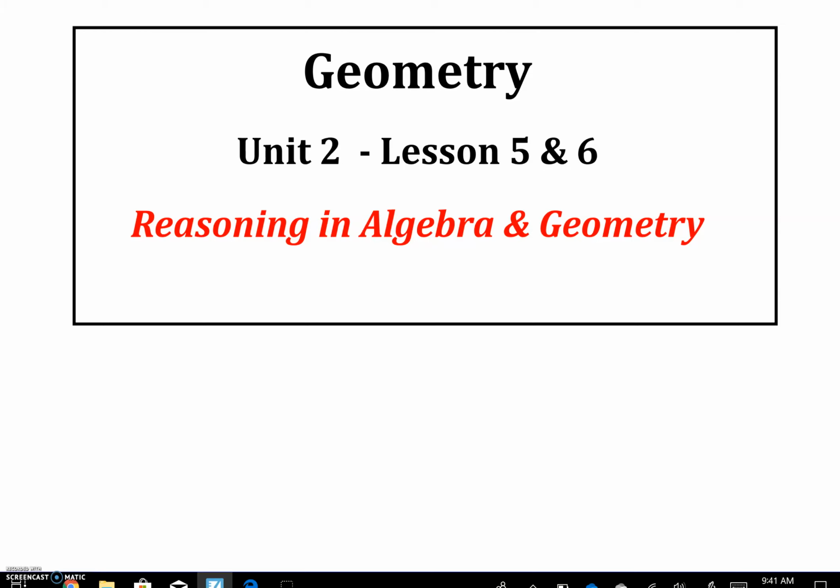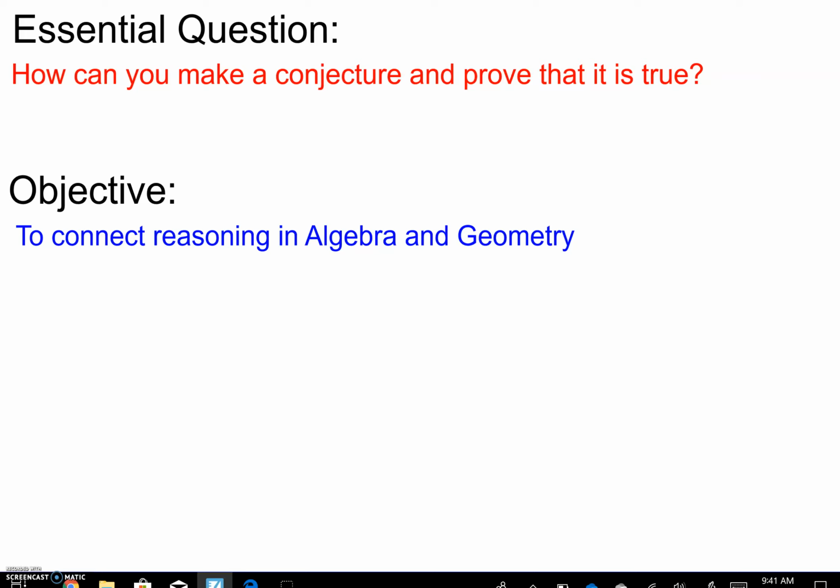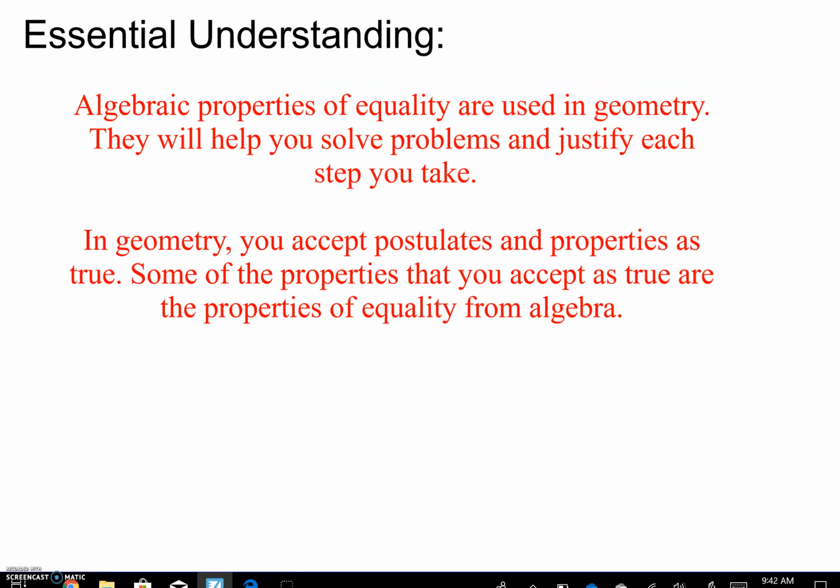Unit 2, Lessons 5 and 6, Reasoning in Algebra and Geometry. Our essential question is, how can you make a conjecture and prove that it is true? A conjecture is just a statement, so how do we prove that it's true? Our objective is to connect reasoning in algebra and geometry. Algebraic properties of equality are used in geometry, okay? Algebraic properties to you are things like subtracting from both sides, dividing by x.